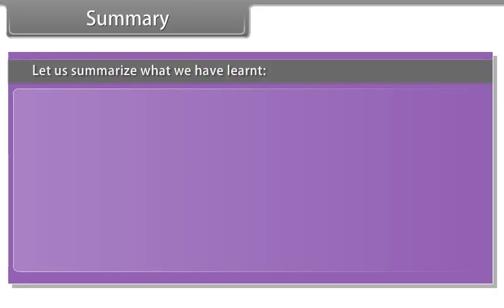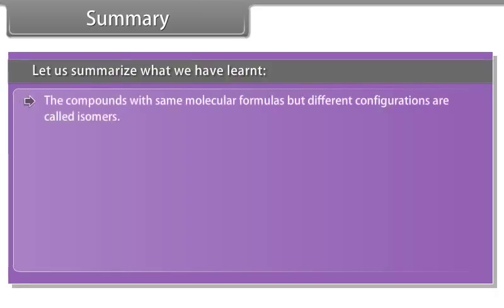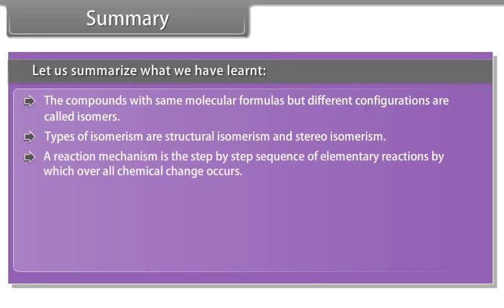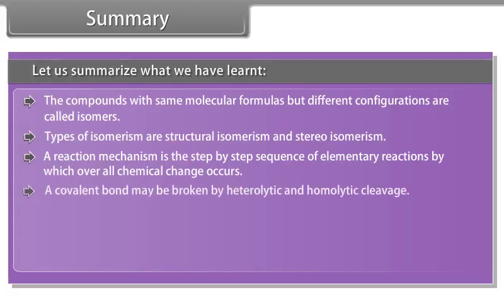Summary. Let us summarize what we have learnt. Compounds with the same molecular formulas but different configurations are called isomers. Types of isomerism are structural isomerism and stereoisomerism. A reaction mechanism is the step-by-step sequence of elementary reactions by which an overall chemical change occurs. A covalent bond may be broken by heterolytic and homolytic cleavage.